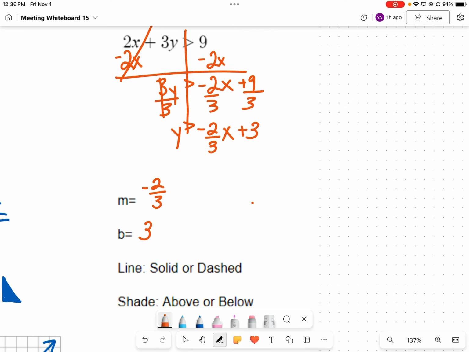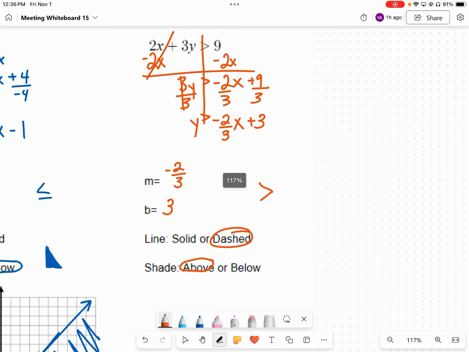So it's going to be greater than, that's our symbol. So it doesn't have or equal to, so it's dashed. Greater than means above. So we're going to do our greater than triangle in the calculator. It looks like this. So we can put it in the calculator in Y2. Negative 2 over 3x plus 3. And then make sure you shade it above. Hit graph.